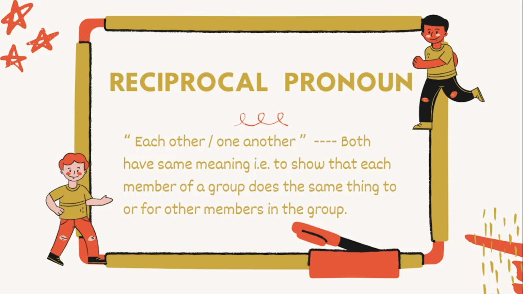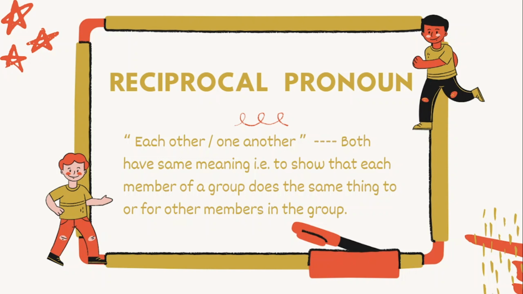Suppose a group consisted of 4 members. The first member would do something towards second one, third one, and fourth one, as well as the second member in the group would do the same activity towards the first one, third one, and fourth one, as well as the third member in the group would do the same activity towards the first one, second one, and fourth one.